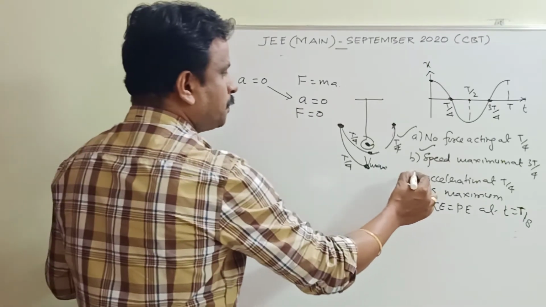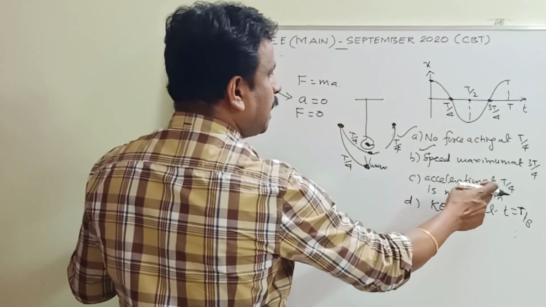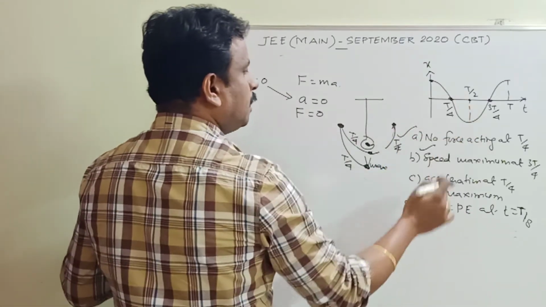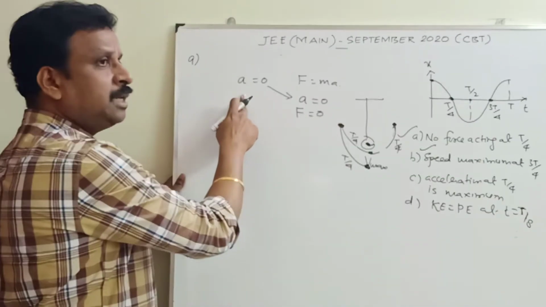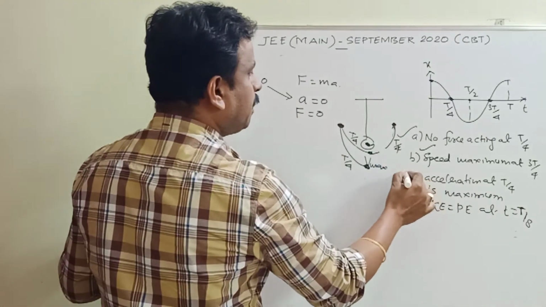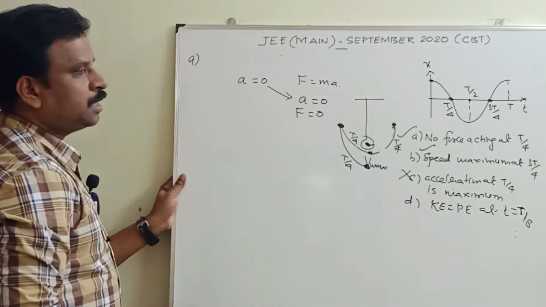Now option C, let me check. Acceleration at T by 4 is maximum. So what is your T by 4? Already we have said the acceleration at T by 4 is 0. So maximum cannot be accepted. So this option is wrong.